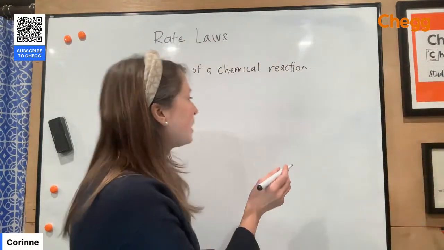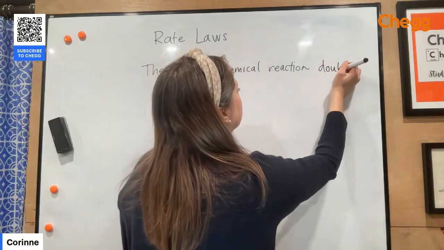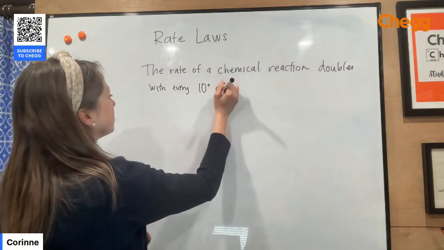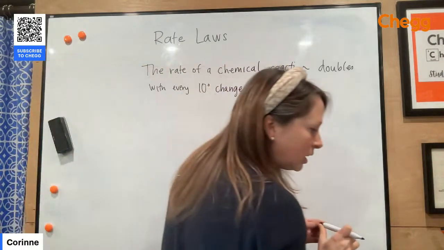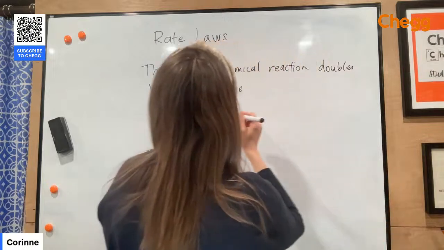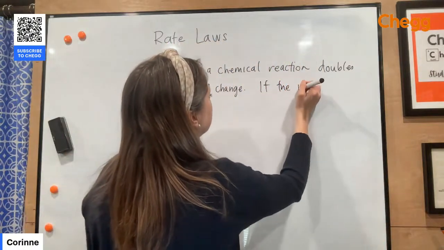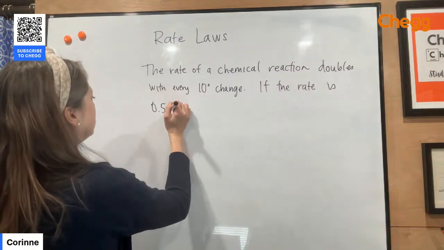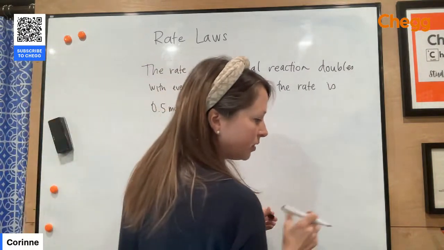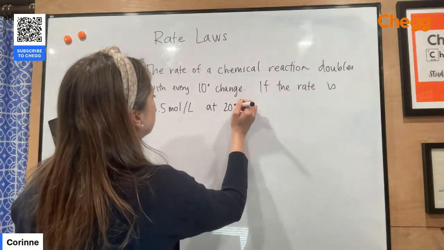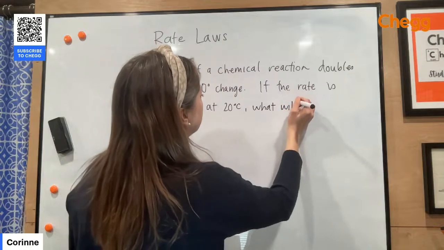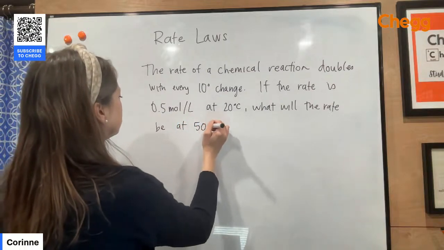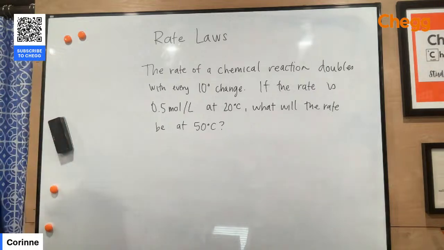All right, so if the rate of a chemical reaction doubles, so if the rate is 0.5 moles per liter at 20. All right, we'll start simple with just a quick rate law question.